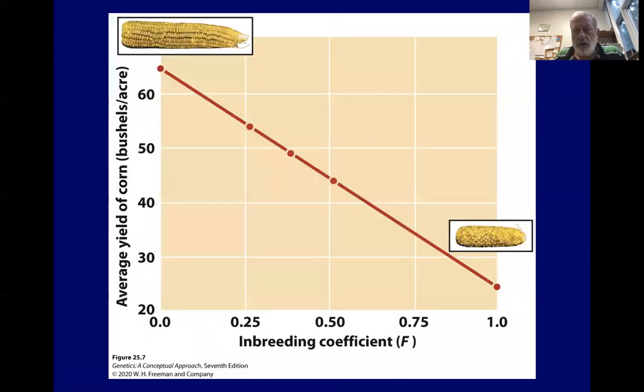We can see in corn, as the inbreeding coefficient increases, our average yield of corn decreases from like 65 bushels an acre for no inbreeding, to a completely inbred population dropping down to maybe 25 bushels per acre, and plus the corn cobs are going to be smaller with fewer seeds on them.